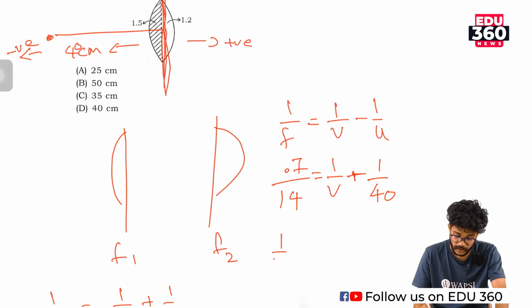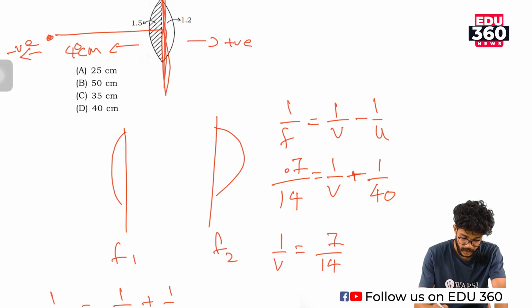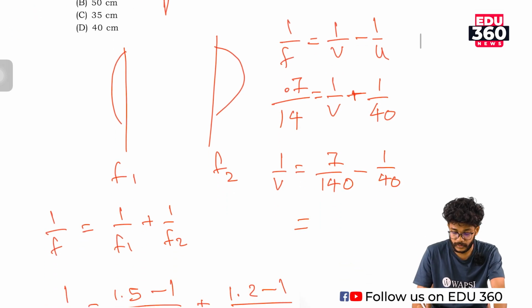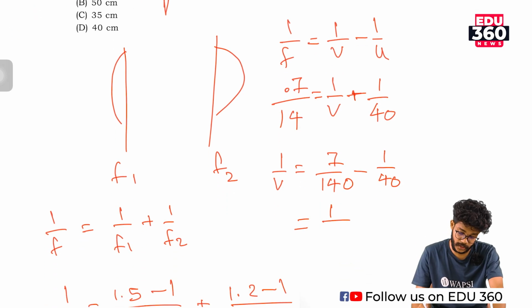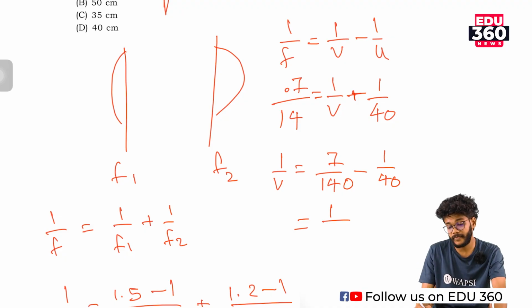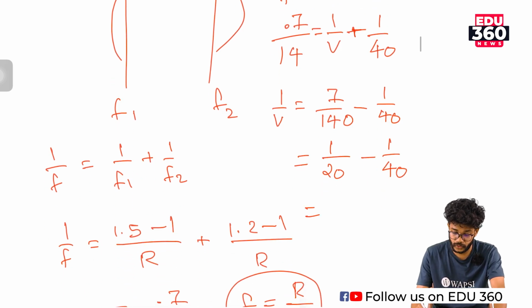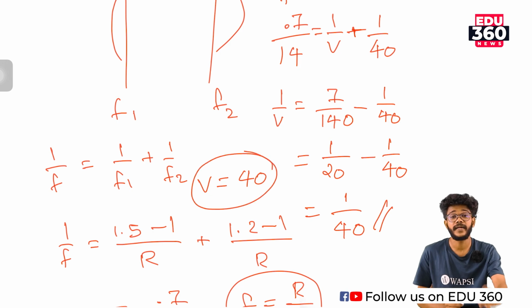So 1 by v is equal to 0.7 by 14 minus 1 by 40. That means 7 by 140 minus 1 by 40. 7 by 140 means 1 by 20, so 1 by 20 minus 1 by 40, which is equal to 2 minus 1 by 40, that is 1 by 40. Okay, so v is equal to 40.